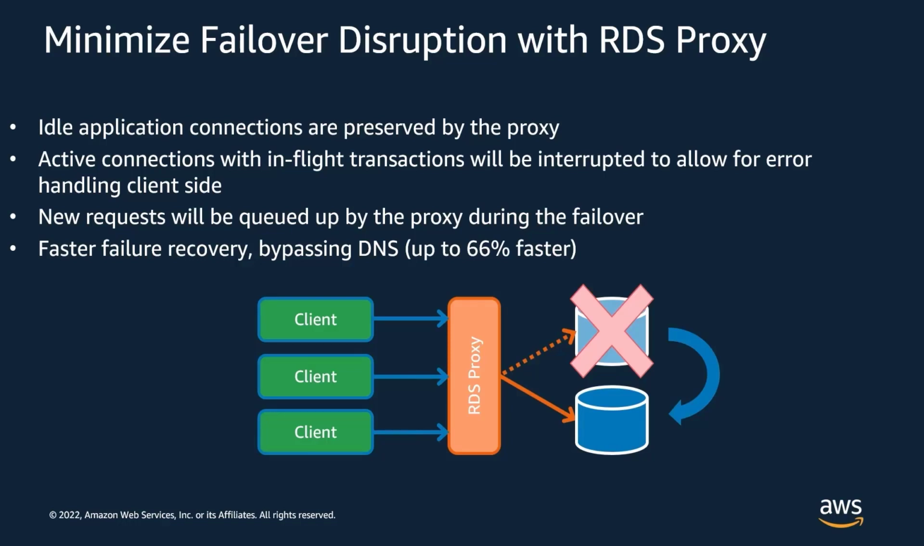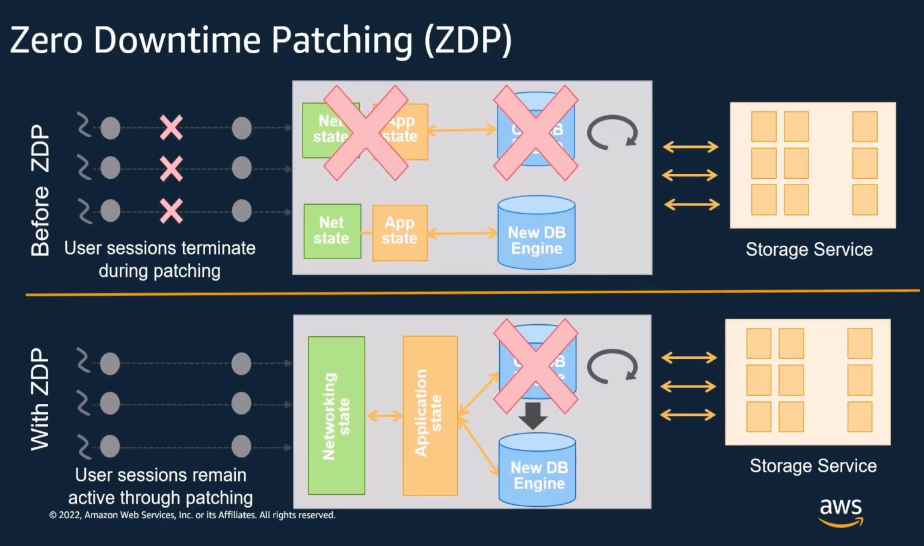In addition, RDS Proxy integrates with AWS Secrets Manager and lets you store passwords securely and even enforce IAM authentication if you wanted to. RDS Proxy also supports connection encryption to enable securely connecting to the database.